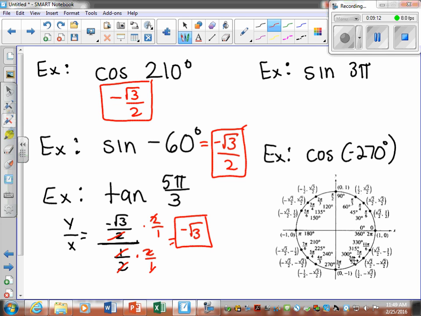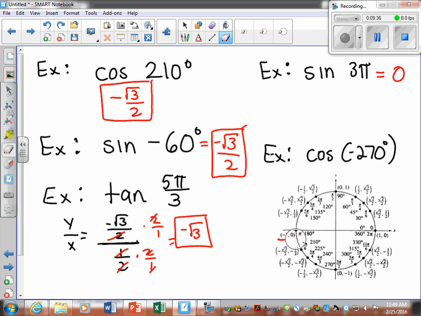Okay, sine of 3 pi. 3 pi is clearly not on here, so find coterminal. Okay, so that's just going to be sine of pi. So here's pi over here. We're going to look at these ordered pairs, and what's the sine value? The sine of theta equals y, so the y value there is just going to be 0.